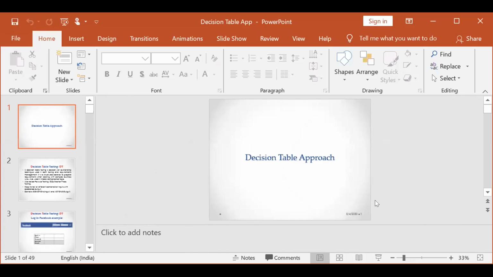Okay. Anything to discuss with respect to the decision table approach? This is very, very important. I'm telling you, you'll be getting a minimum of 3 questions from your second module based on your technique itself. One is boundary value analysis. With respect to boundary value analysis, how many different flavors are there?